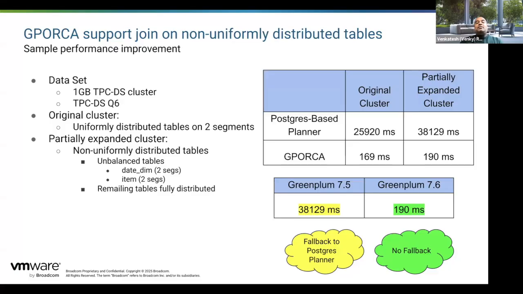So you can just see, even for this small setup of two segments, when I add a third segment, it has such a big impact by not falling back to Planner. And TPC-DS query 6 is a reasonably straightforward query with multiple tables and joins. So if you imagine you have petabytes of data and a complex query, the impact will be much larger.